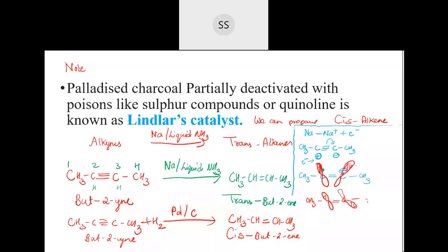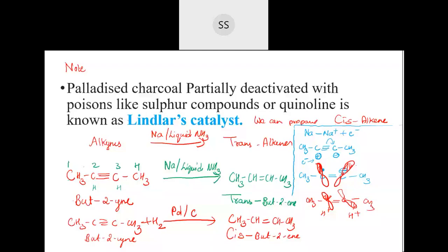Once this is over, then this liquid ammonia, NH3, is there. That will provide them one H plus here. Then again, one more sodium will lose one more electron and provide it here, make them stable, and one H plus will be given. So did you understand now why it is producing trans? Because of the electron density which comes. See, this is the mechanism part of it. How do they produce cis and trans?